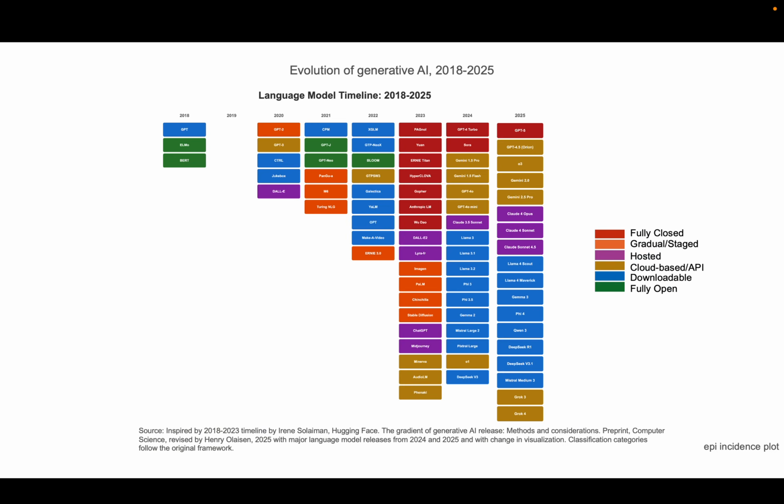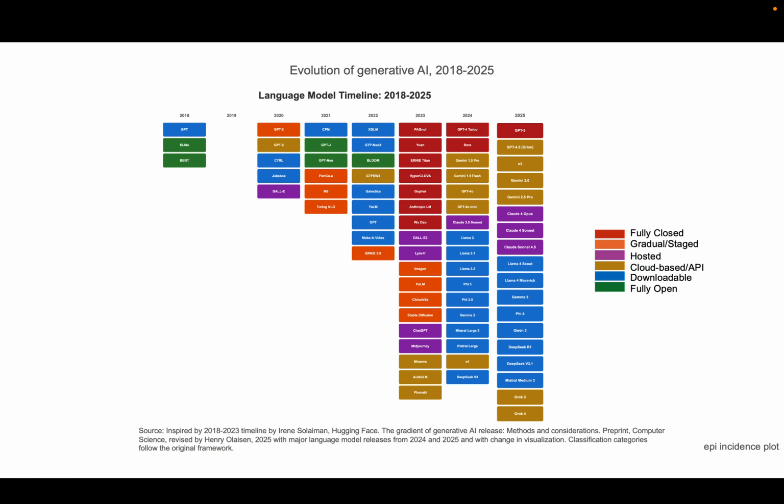We can plot business cases, the incident cases of LLMs or large language models or generative AI being released into the market between 2018 and 2025 here plotted. I want to give credit to Irene Solomon with Hugging Face. She gave me this idea with her curve, her graph, and I took it further with more years and also putting it into an epicurve.